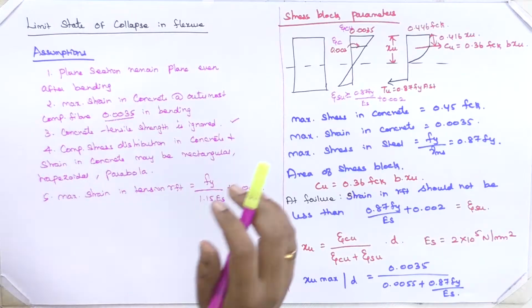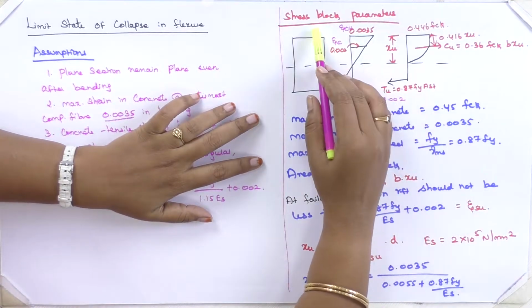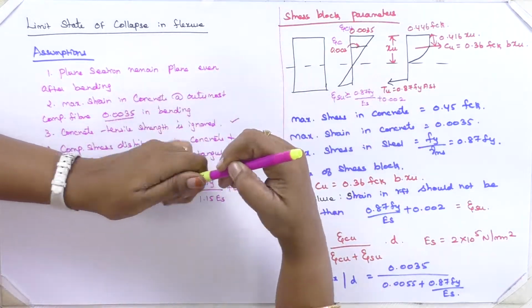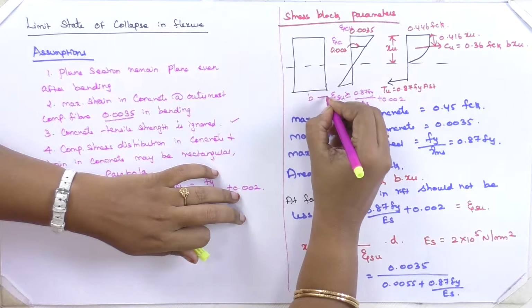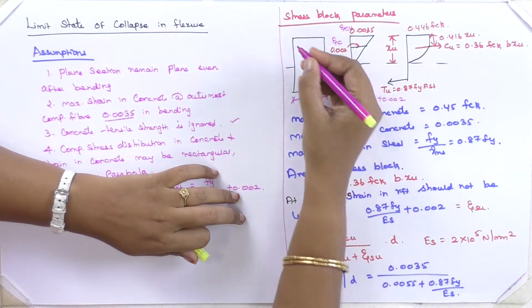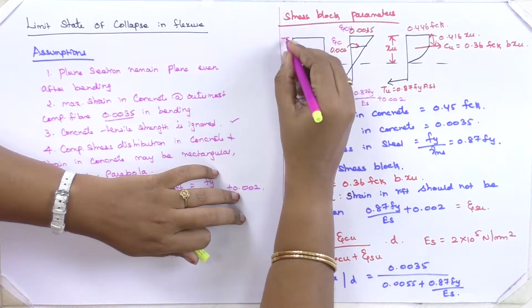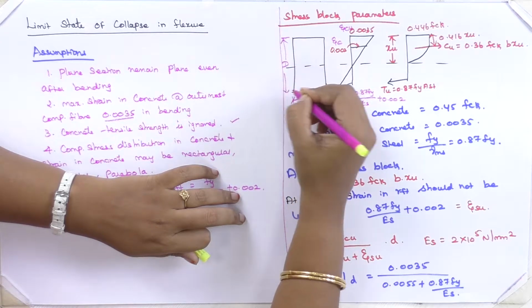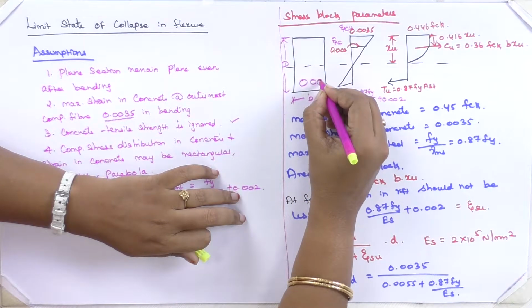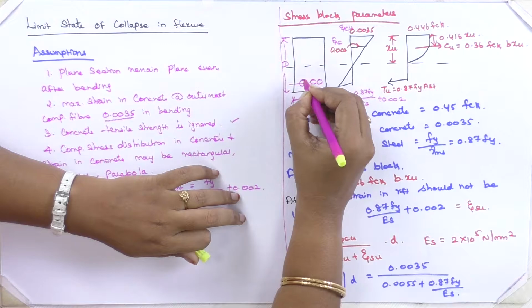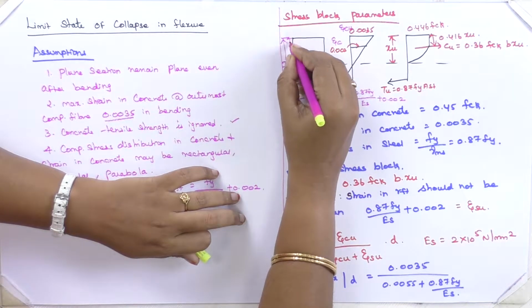Okay, let me begin with the stress block parameters for flexural members. I have drawn a beam of breadth B. Then this is the total depth D. When it is having the reinforcement, I can say this is my effective depth.